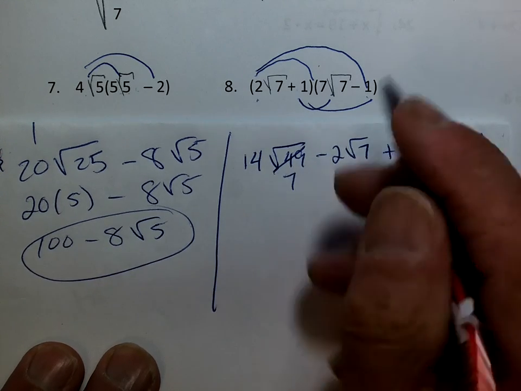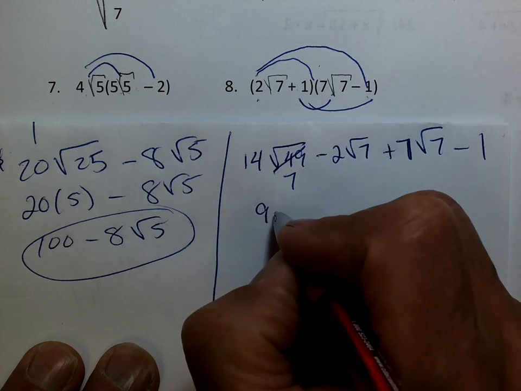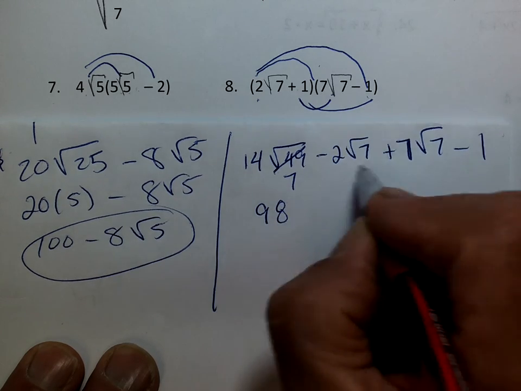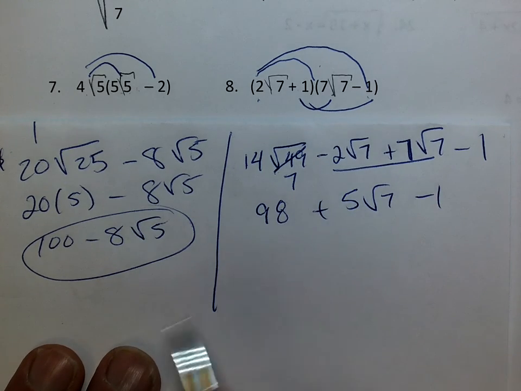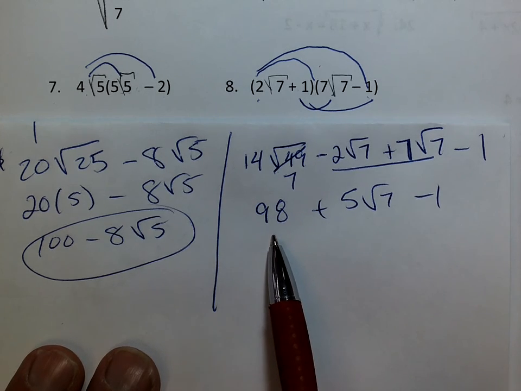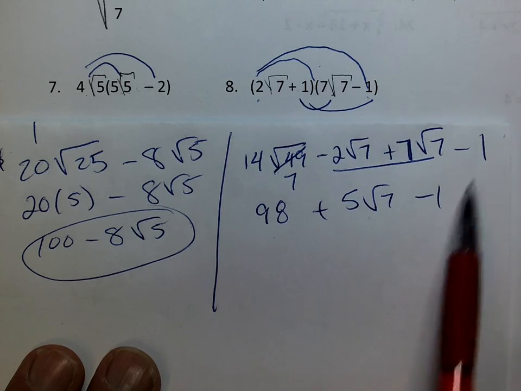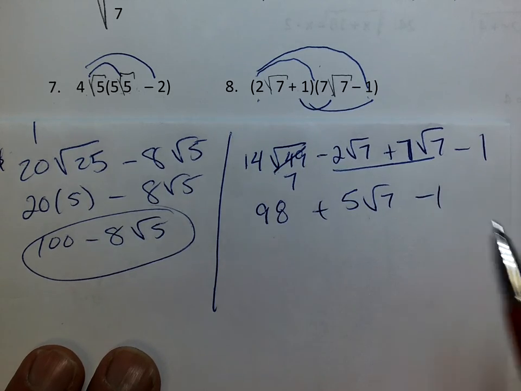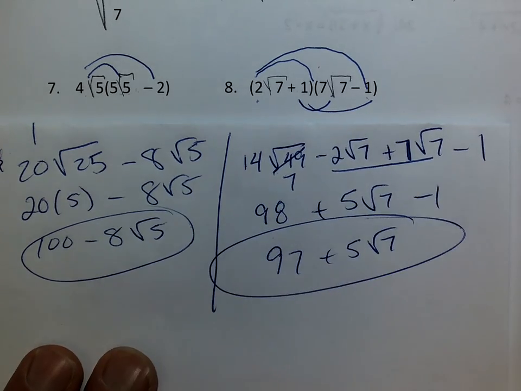The square root of 49 becomes a 7. And 14 times 7, I can do that in my head, actually. 49 times 2 is 98. Plus 5 square roots of 7 minus 1. Okay, square root of 49 was 7. 14 times 7 is 98, right? Combine those two, and I get 5 square roots of 7, then minus 1. Then finally, let's just go 98 minus 1. Got a 97 plus 5 square roots of 7. Bam! Ta-da!